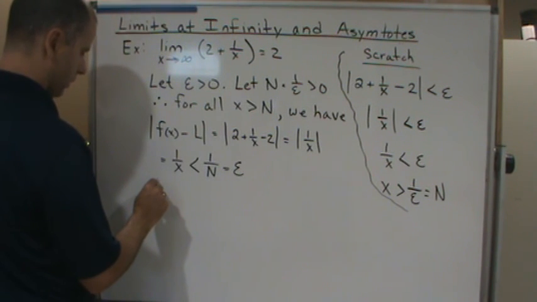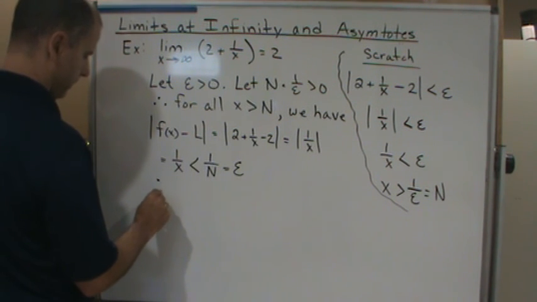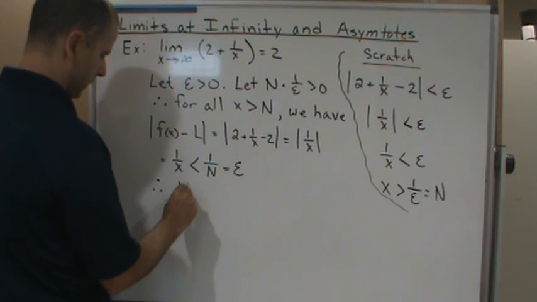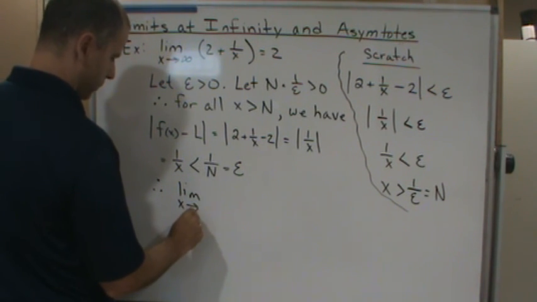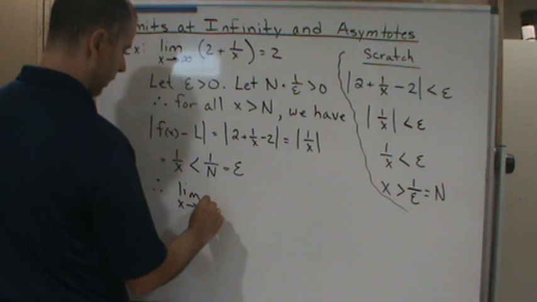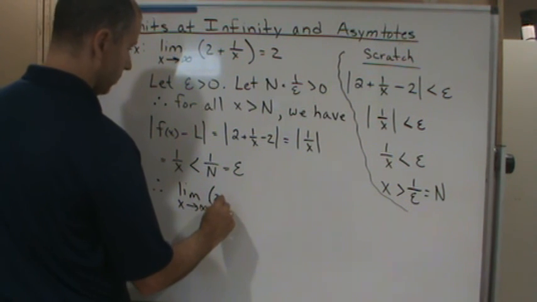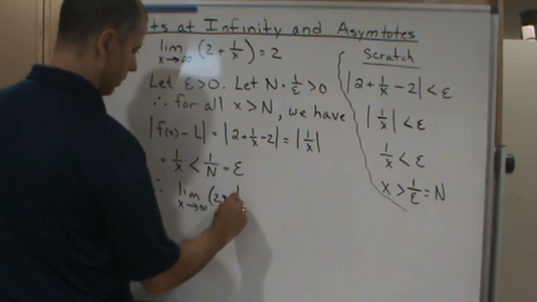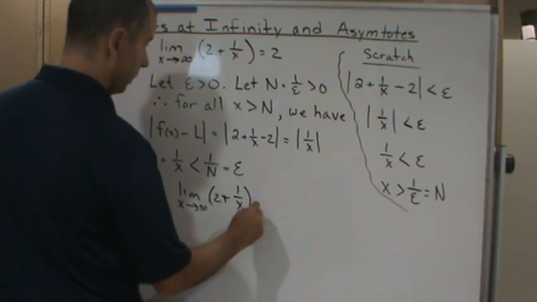So, therefore, the limit as x approaches infinity of 2 plus 1 over x is 2.